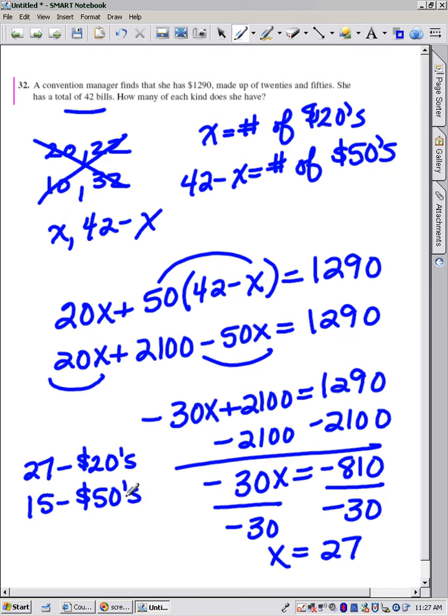Okay. So what we've talked about in this section are word problems specifically that deal with interest and the total value of a collection of dollar bills or coins.